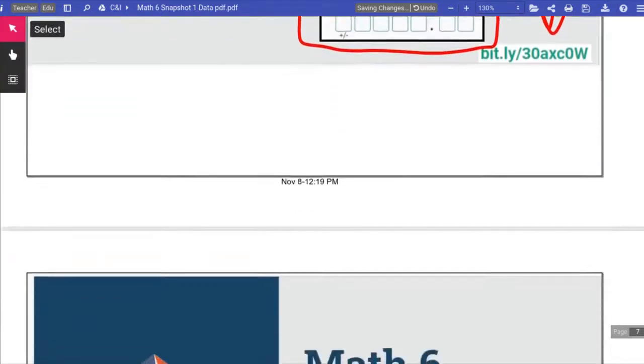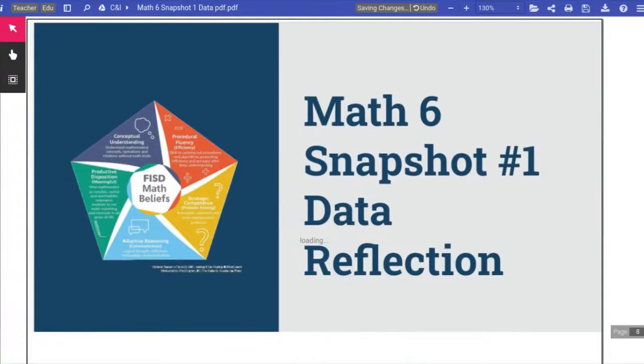All right, so this video was simply an overview from the district perspective. How do we go for Math 6 Snapshot 1? If you have any questions, feel free to reach out to us, the coordinators, and we'll be happy to help answer any of your questions.